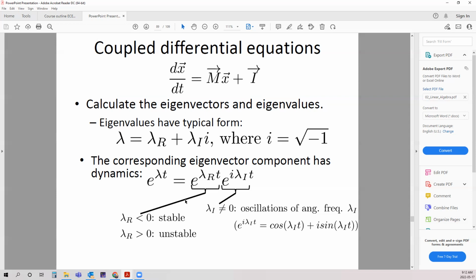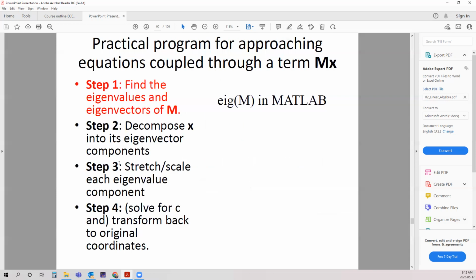So the corresponding eigenvector component has dynamics of e to the power lambda t, equal to e to the power lambda_R t, and if lambda_R is less than 0, it's stable. If it's greater than 0, it would be unstable. So all these comments you have to revise and dig more into.